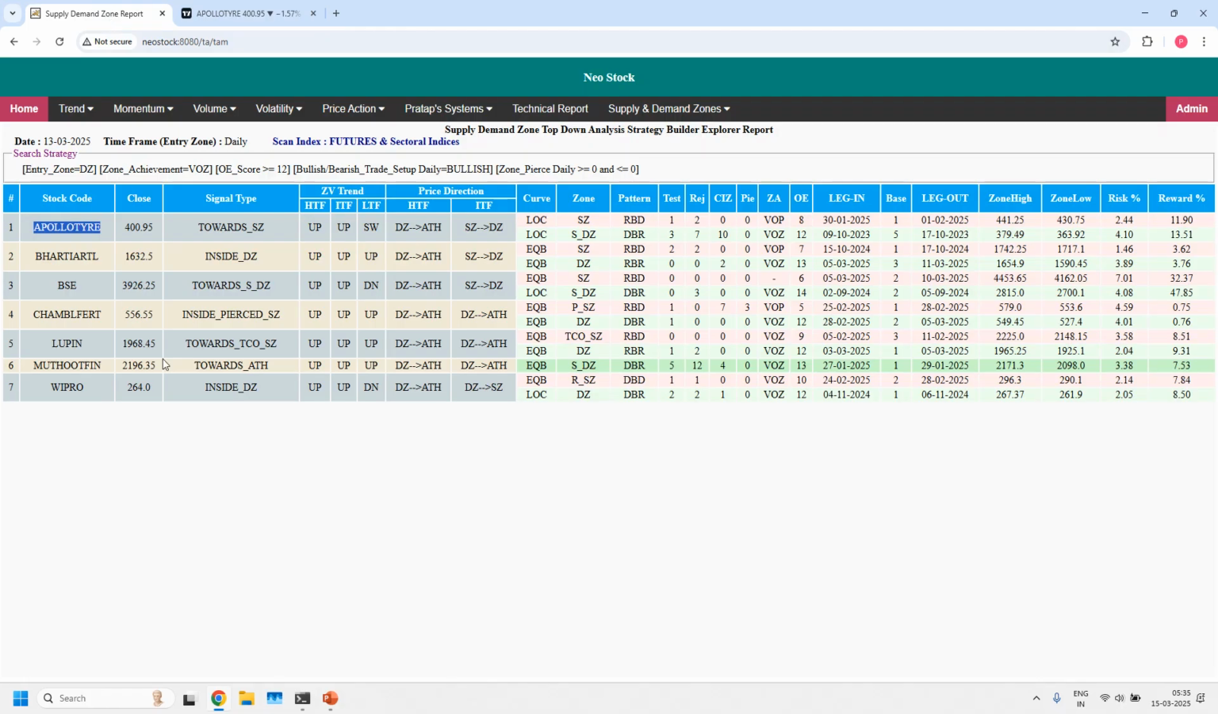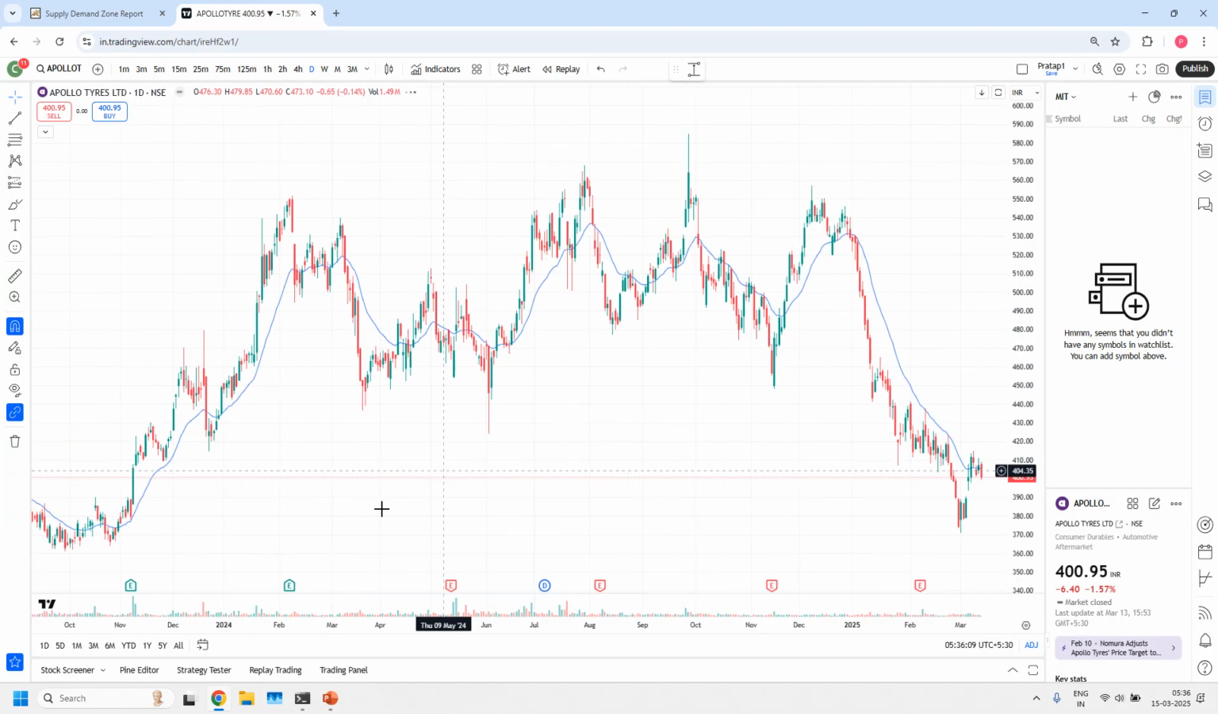When this zone is created on 9/10/2023, till 17/10/2023 is the leg out you have. In between you have 5 base candles. So go to 9/10/2023.